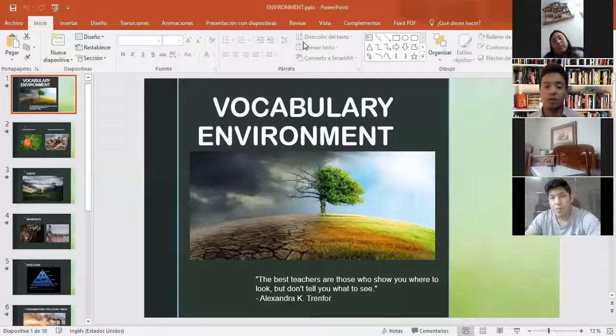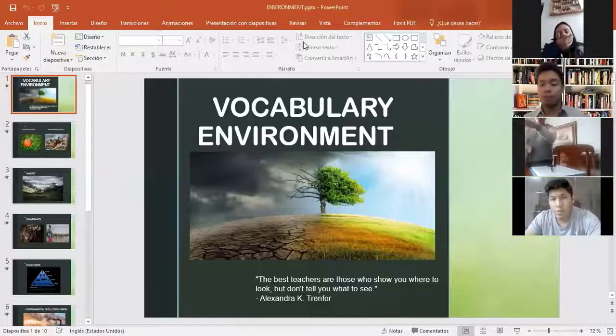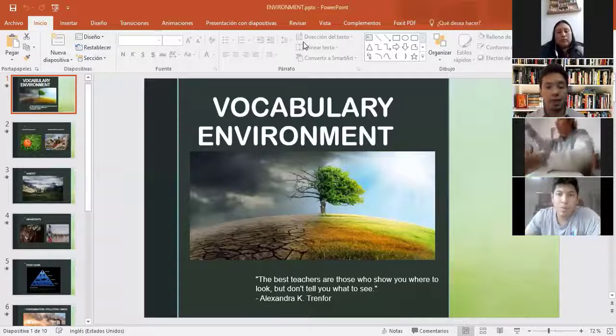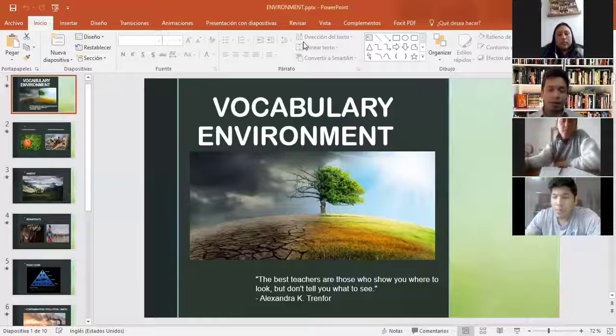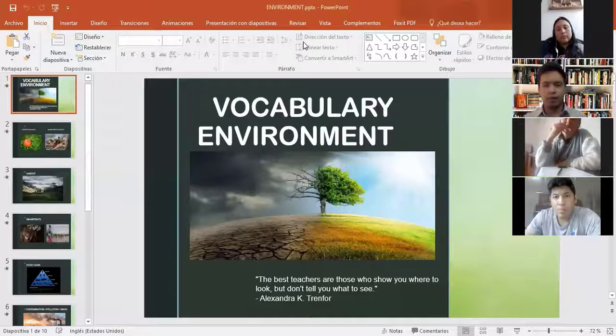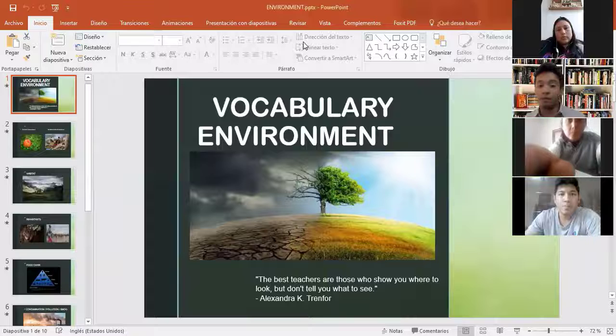Okay, now let's start with this phrase. The best teachers are those who show you where to look, but don't tell you what to see. Alexandra K. Trenford. So now let's go here. Biodegradable and non-biodegradable. All right, guys. So Danny, I want you to look at these two pictures and try to distinguish one difference between the first one and the second one.